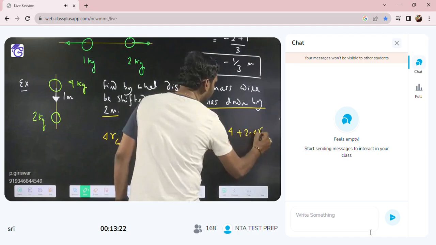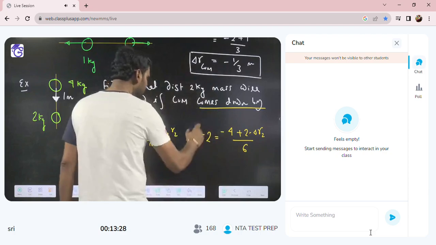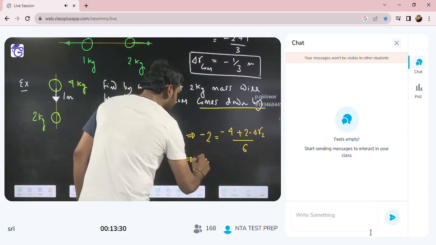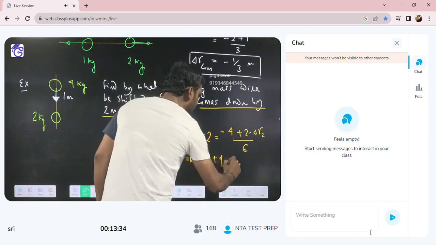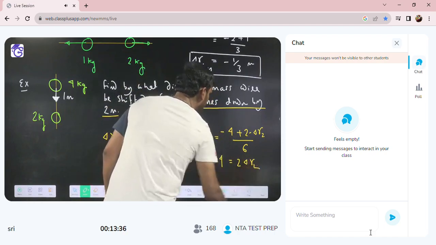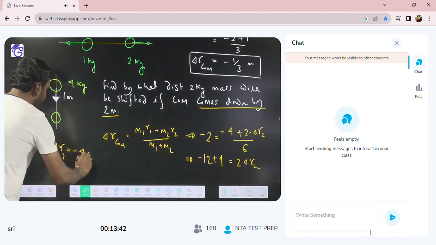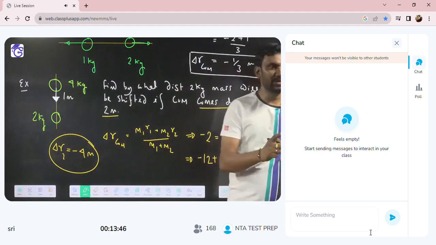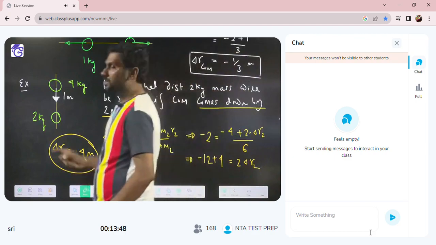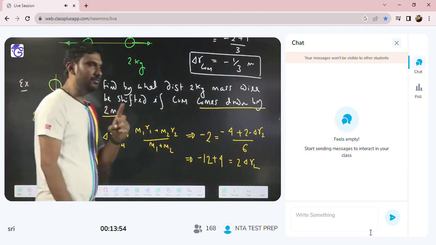2 into delta R2 divided by 4 plus 2, which is 6. Check karo. What is coming? 6 into -2 is -12. This -4 will come on this side as +4. That is equal to 2 into delta R2. So yes, delta R2 we have -4 meter. This is the correct answer. Delta R2 is equal to -4 meter. That means this 2 kg mass has to be shifted downward by 4 meter.